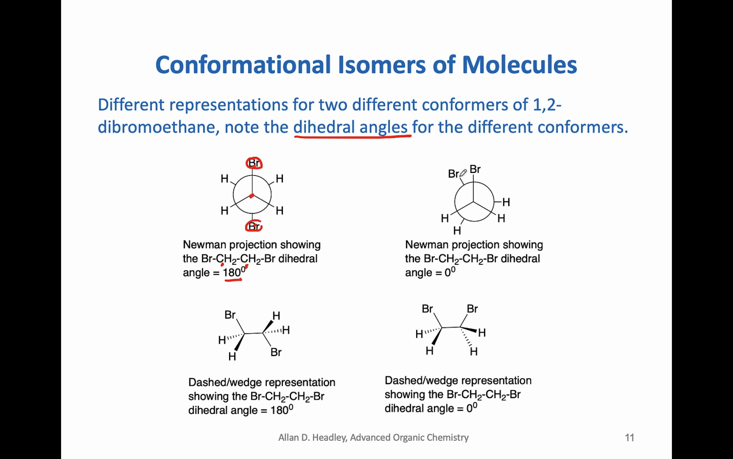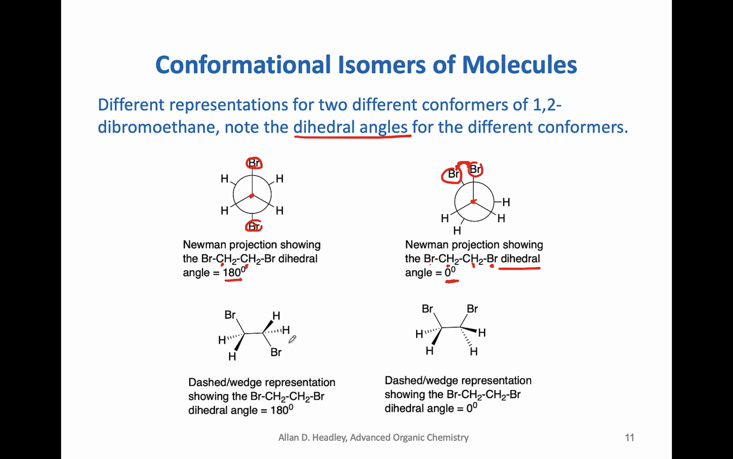Let's look at this one. If you rotate by 180 degrees, let's see what's the dihedral angle between the bromine, the carbon in the back, and the other bromine. This is 0, as you can see here, because they are directly behind each other. So the bromine, CH2 in the back, and the bromine in the back, the dihedral angle here is 0.